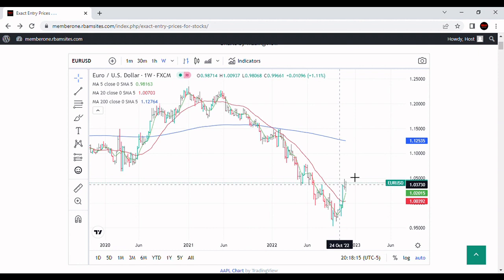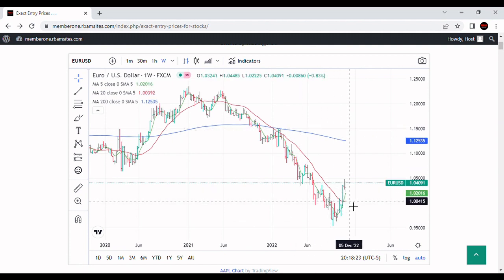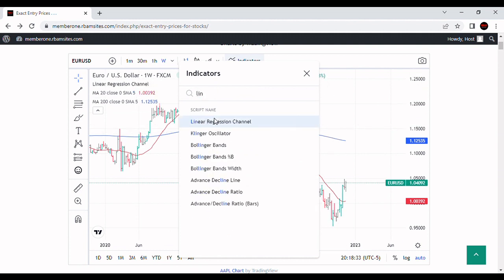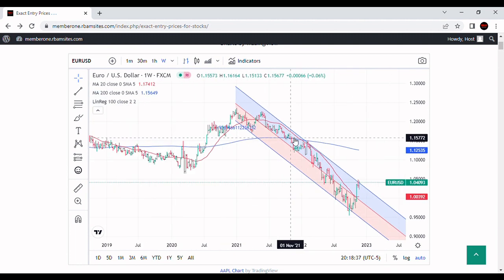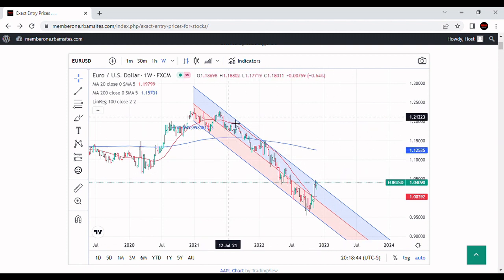Let me just give you a quick picture of this chart with the weekly. This is the 200-week moving average in blue. We're above the 20-week in red and above the 5-week in green. What we're going to do here is cut out one of these moving averages and add a linear regression to give us a better idea of what's going on with this currency. This is a 100 bar, 200-week linear regression. You can see it's respected it pretty well.